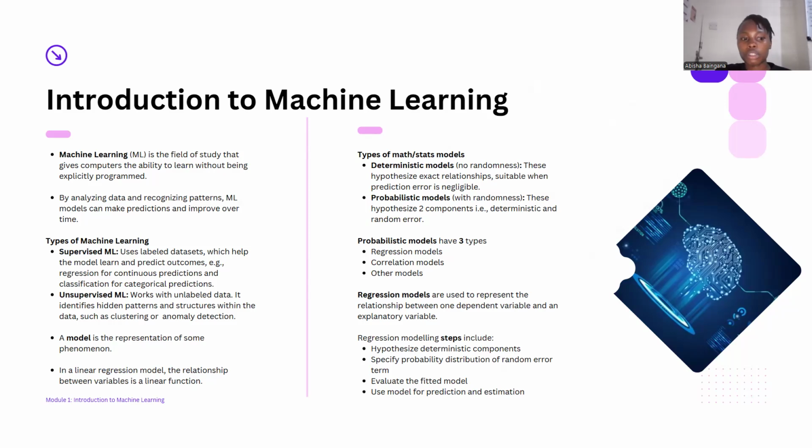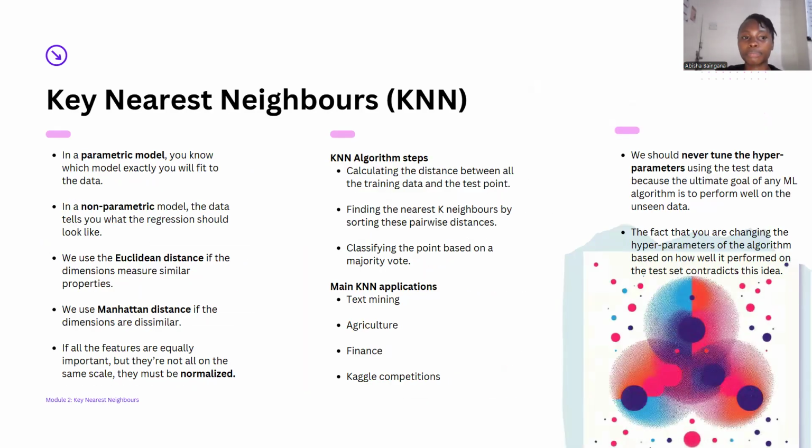Moving on to models. A model is a representation of some phenomenon, and we have the math or statistics models as well as the probabilistic models. Math models have 2 types. We have deterministic, which includes no randomness, and then you have probabilistic models with randomness. Then probabilistic models have 3 types. We have regression models, which are used to represent the relationship between one dependent variable and an explanatory variable. Then we have correlation models as well as other models.